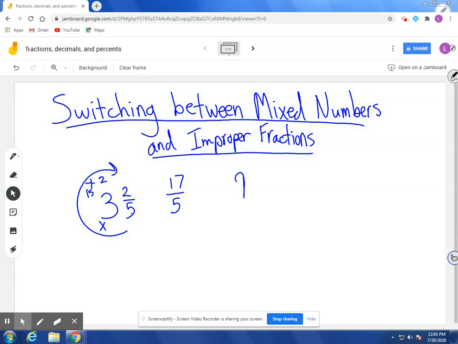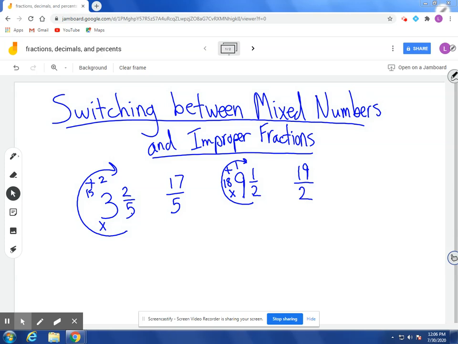Let's say we have something like 9 and 1/2. Same idea. Make this big C. We're going to multiply here, add there. So 2 times 9 is 18. And then we add that 1, which is going to give me 19 over 2.